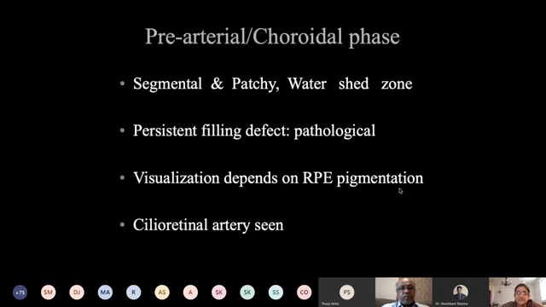The visualization also depends on the RPE pigmentation. So in Indians, if the RPE pigmentation is high, this choroidal flush may not be very prominent. While in Caucasians, where the RPE pigmentation is not very high, you may actually identify the choroidal flush very distinctly. So it depends on that.